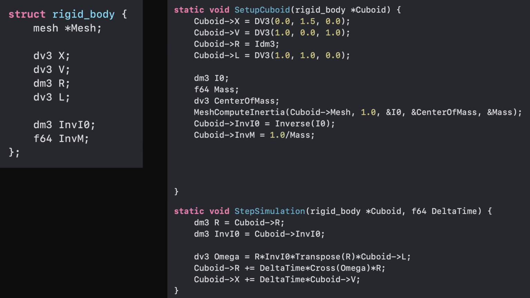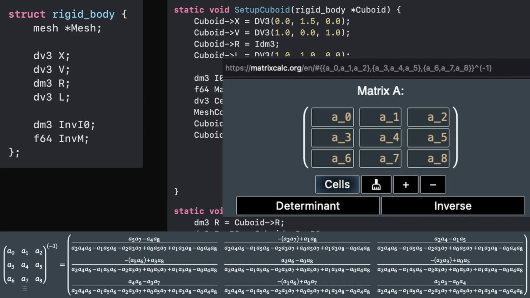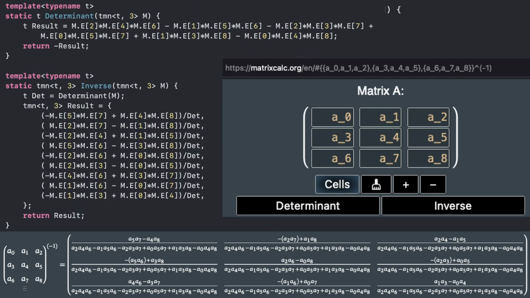To initialize the rigid body cuboid, the mass and the inertia tensor must be inverted, since the function only returns their actual values. For the mass, this just means dividing 1 by the value. For the inertia tensor, it means inverting a 3x3 matrix, which is a bit more difficult, but still manageable. For example, when inputting a general 3x3 matrix into matrixcalc.org that has its elements already correctly indexed like they are stored in code, the inverse button will generate a solution that can be translated to code very easily.